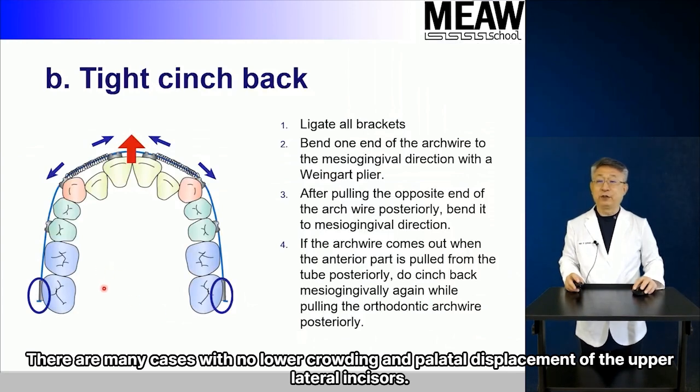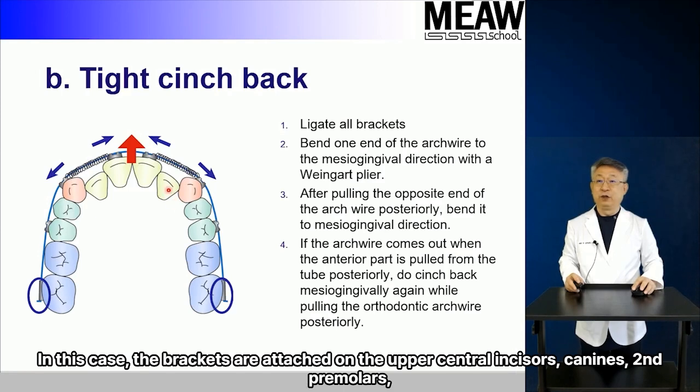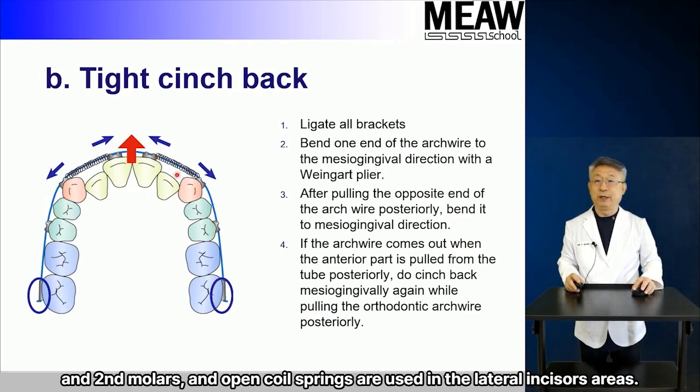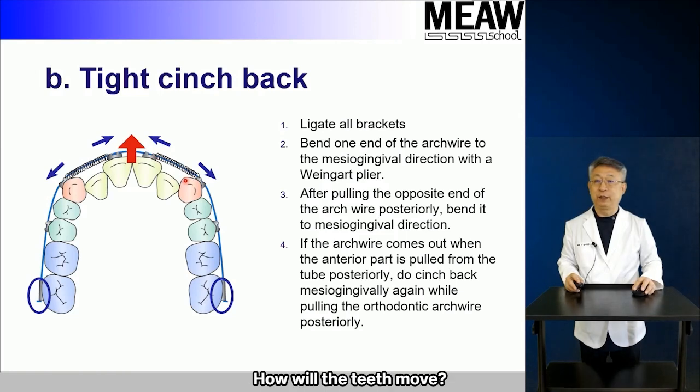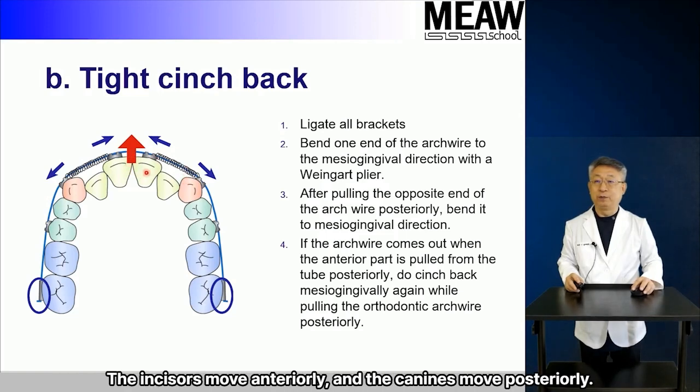There are many cases with no lower crowding and palatal displacement of the upper lateral incisors. In this case, the brackets are attached on the upper central incisors, canines, second premolars, and second molars, and open coil springs are used in the lateral incisors areas. How will the teeth move? The incisors move anteriorly and the canines move posteriorly.